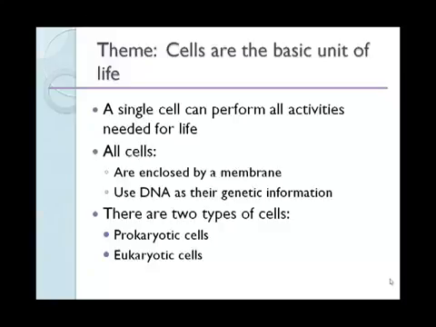Another theme of life is that all living organisms are composed of cells. A single cell can perform all of the activities needed for life. What are those activities? Think back to what we discussed earlier in this lecture, the common properties of life. If you look at the structure of all cells, they have the same basic makeup. The cell is enclosed in a cell membrane, and they have DNA as their genetic information. There are two types of cells, prokaryotic cells and eukaryotic cells.